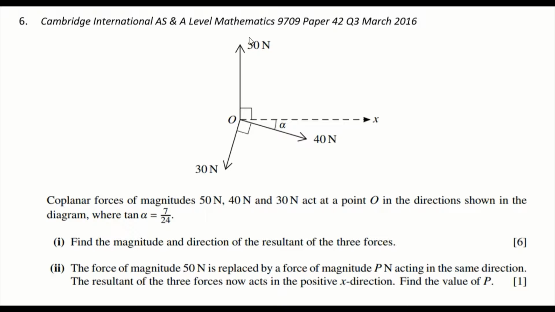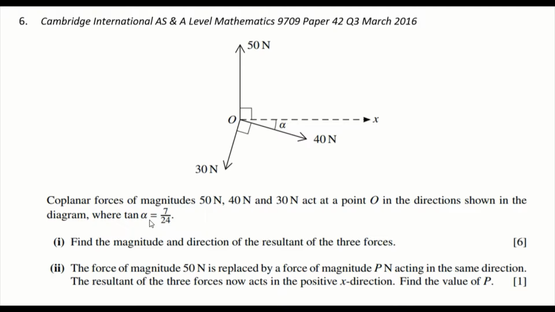So you have these three coplanar forces, 50, 40, and 30, acting at the point O in the directions shown in the diagram, where tangent alpha is equal to 7 over 24. Perhaps let us try to solve for alpha first. So actually you have two ways to do that.